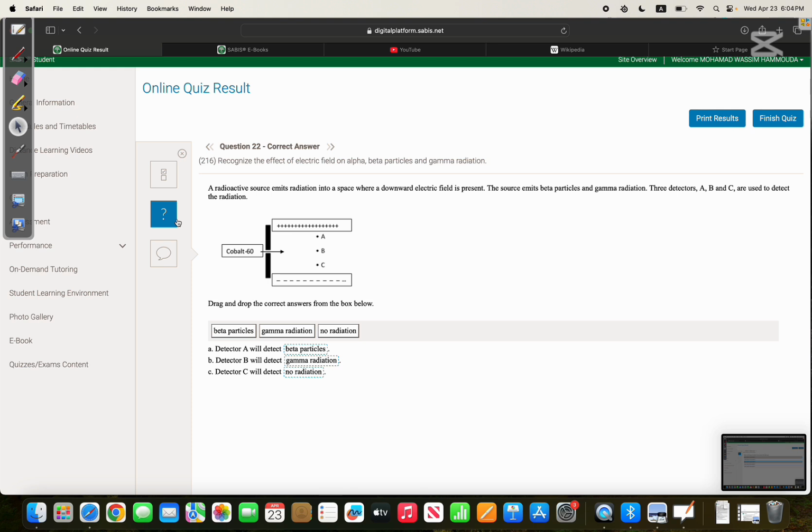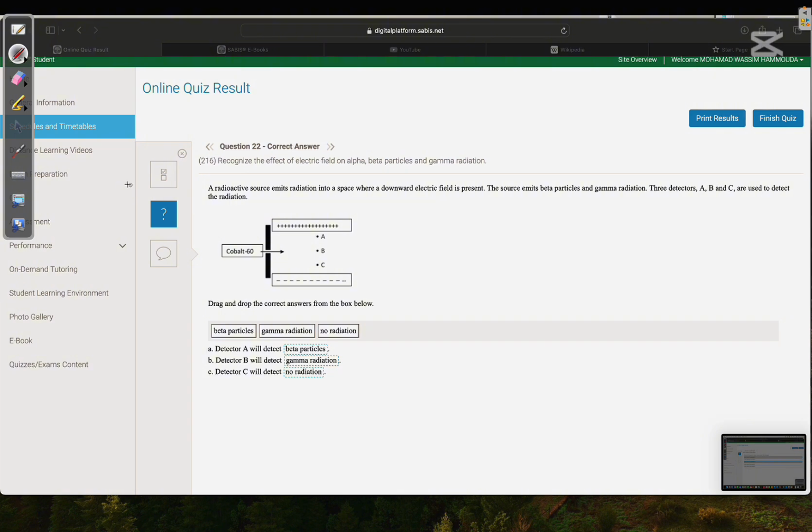A radioactive source emits radiation into space where a downward electric field is present. The source emits beta particles and gamma radiation. 3 detectors A, B, and C are used to detect the radiation. Okay, again, as we said in the last question, gamma goes straight, which means detector B will detect it. Since we know beta is negatively charged, it will move to the positively charged place, which is where A is, which is why A will detect beta particles.